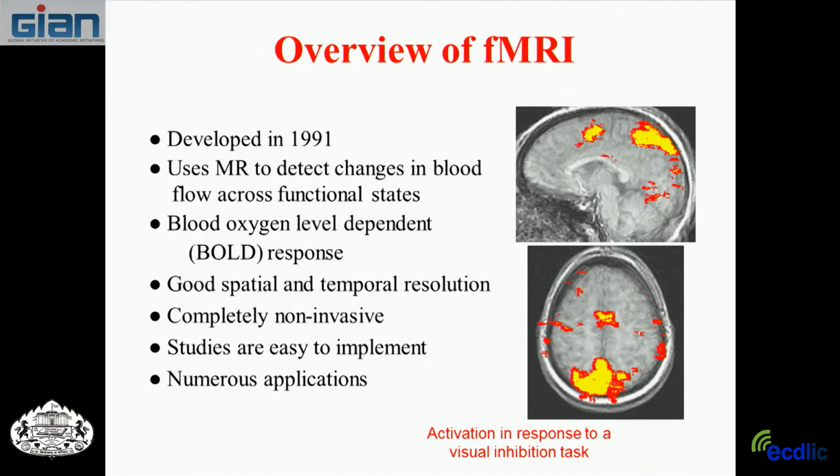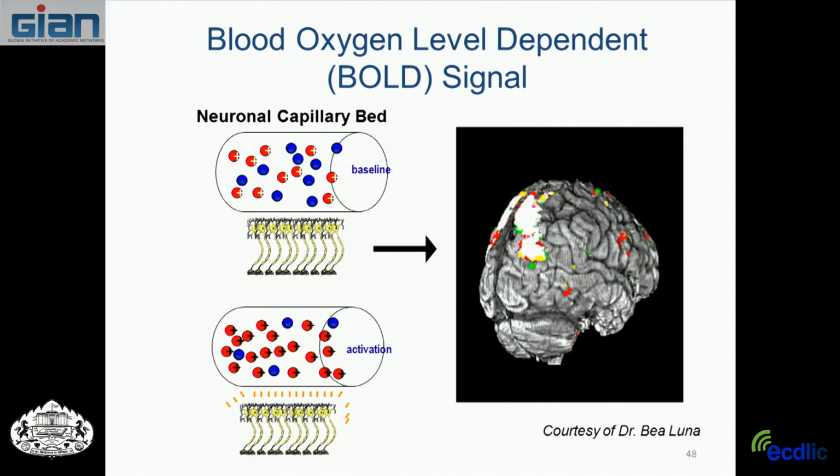So functional MRI is completely non-invasive, so we don't have to use any ionizing radiation. We don't have to use any dyes or tracers. So it makes it really ideal to study different clinical populations and different types of research problems that we want to address. The studies are fairly easy to implement.